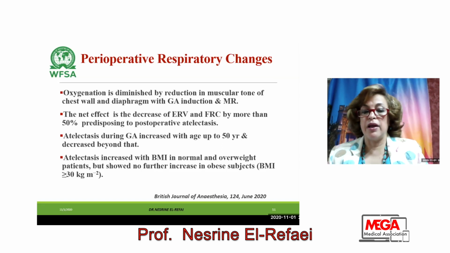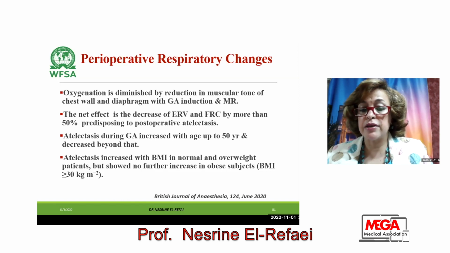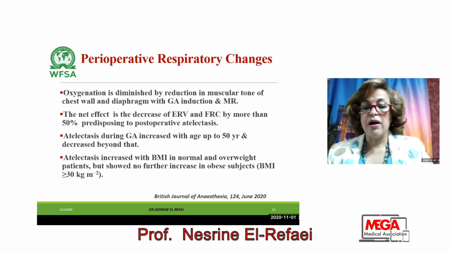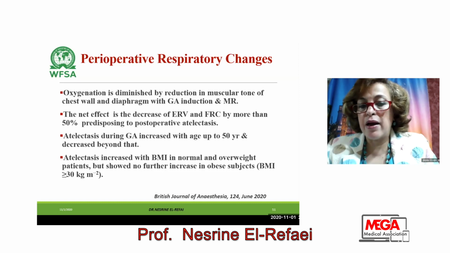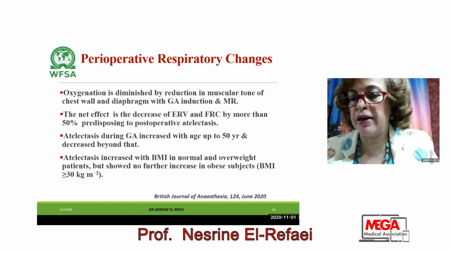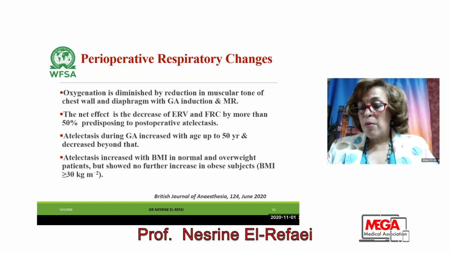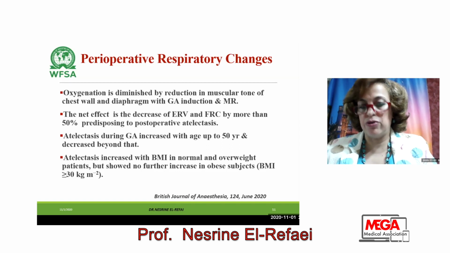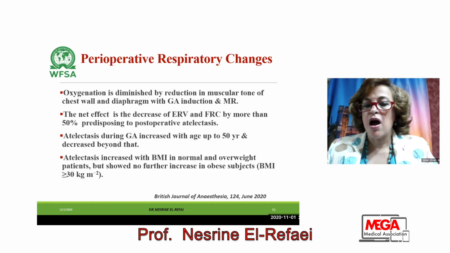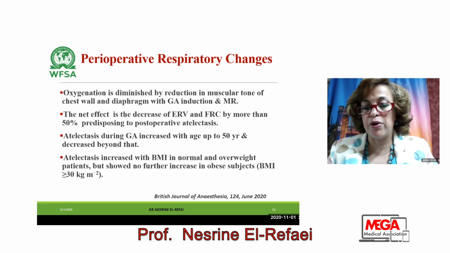It decreases beyond that. These researchers found that atelectasis increased with BMI in normal and overweight patients, but showed no further increase in obese patients more than 30 kilogram per square meter. It's related to the body mass index, but it's against our beliefs. We used to believe that the more obese the patient, the more incidence of atelectasis, but this study suggested that atelectasis may increase during general anesthesia with age up to 50 years. Then it doesn't increase furthermore with advanced age, and doesn't increase with more obesity, more than 30 kilogram per square meter.